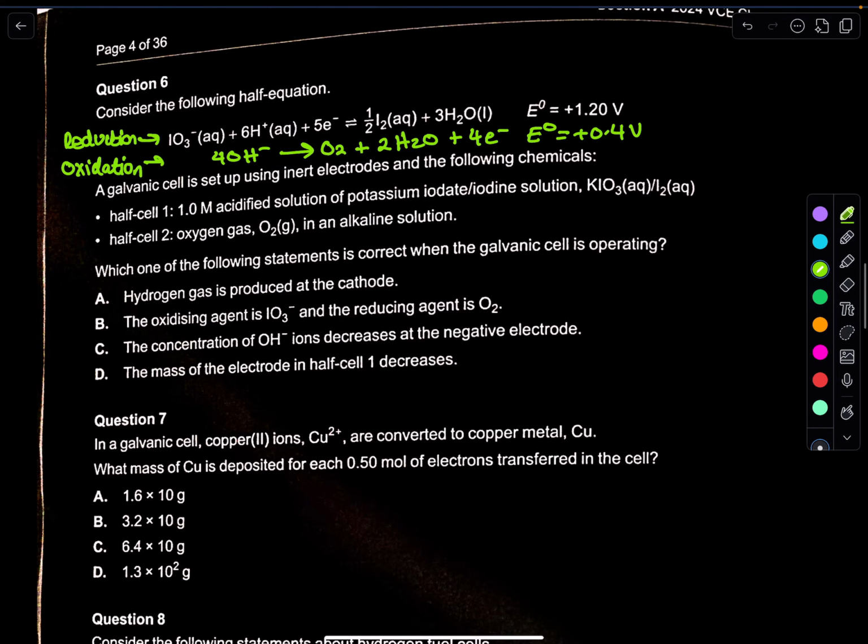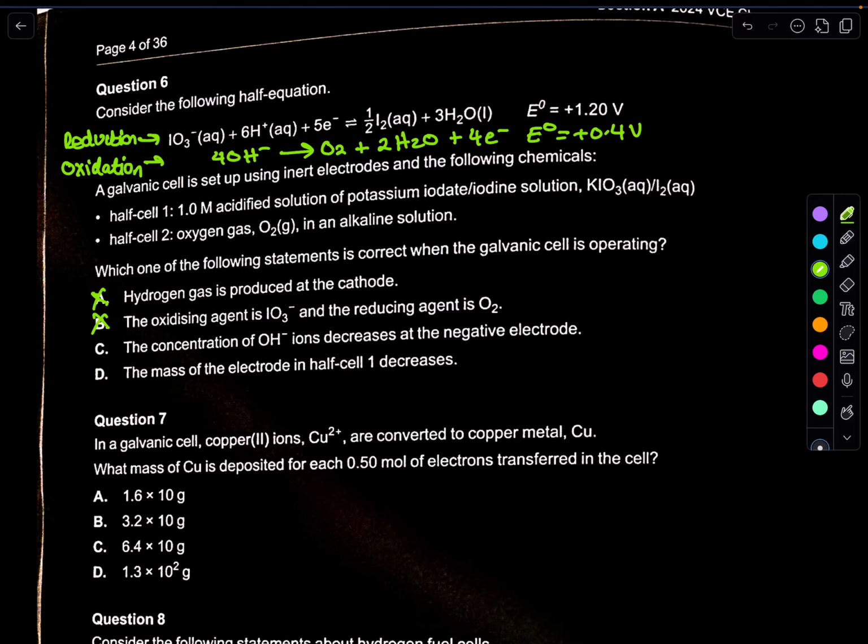Okay. So which of the following statements is correct when the galvanic cell is operating? Hydrogen gas is produced at the cathode. Remember, the cathode is where reduction occurs. Now, guess what? No, it's not. It's water that's being produced and also iodine aqueous. So hydrogen is not produced anywhere here. The oxidizing agent is IO3 and the reducing agent is O2 gas. The oxidizing agent is the one that's being reduced, which is that. And yes, that is true. This one's getting reduced. And the reducing agent, which is the one that's being oxidized, is O2 gas. No, it's not. It's OH ions that are getting oxidized, which is our reducing agent, not O2. So that is also wrong.